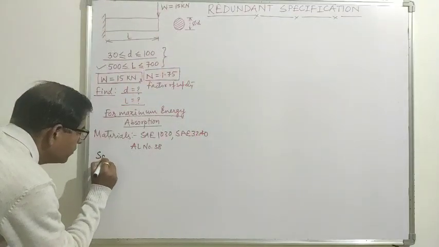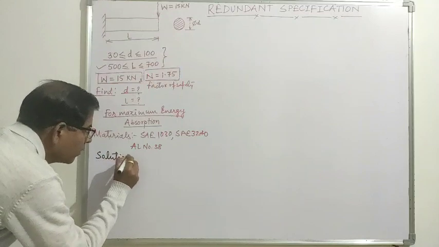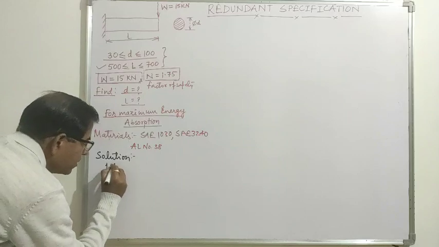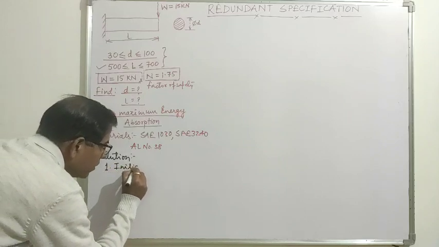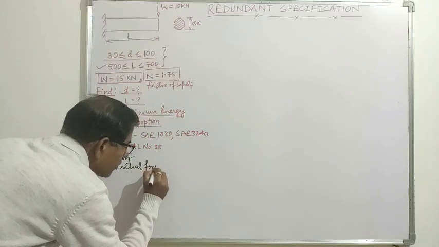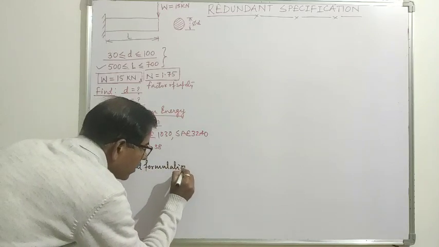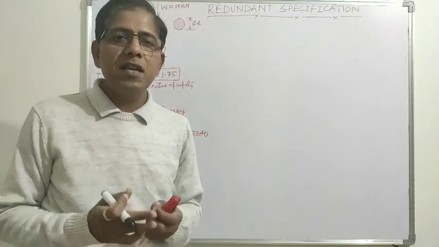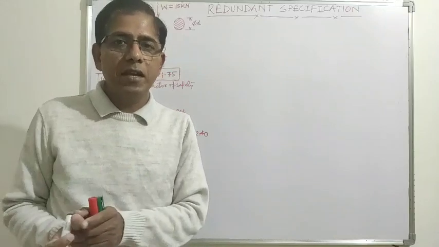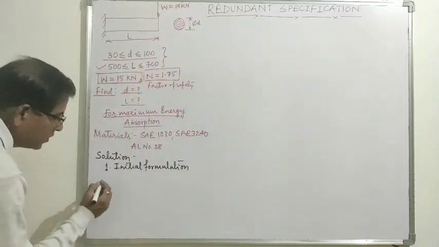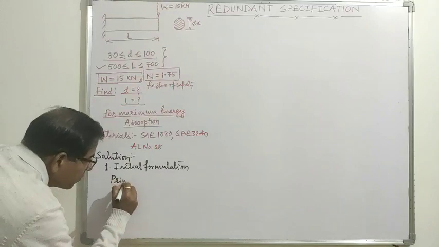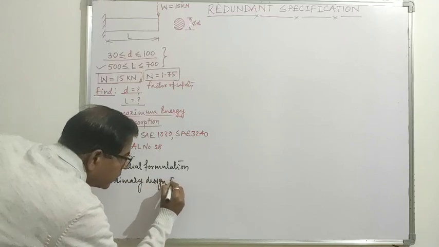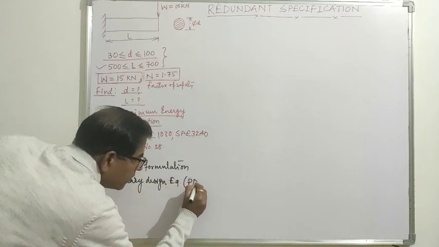So in solution, the first step is initial formulation. Step number 1 is initial formulation. Initial formulation means we need to define the primary design equations, subsidiary design equations and limiting equations. So first is the primary design equation, we call this PDE.